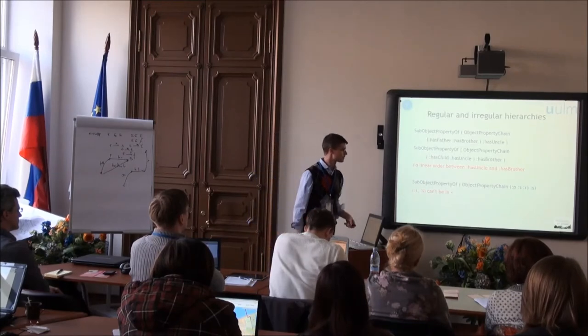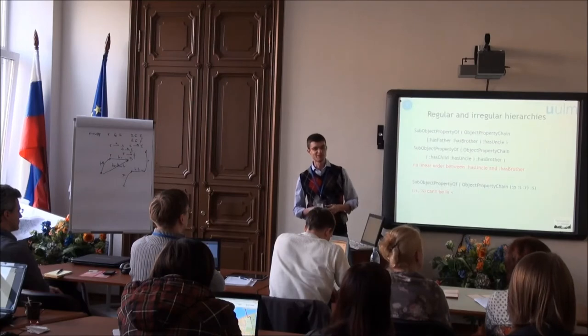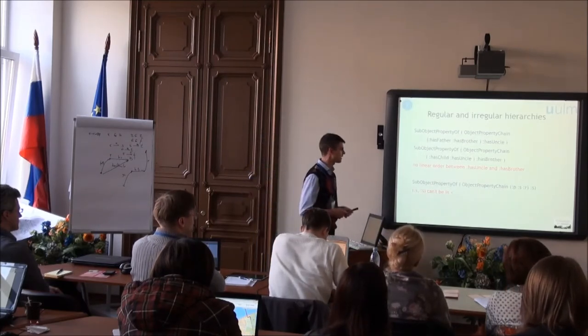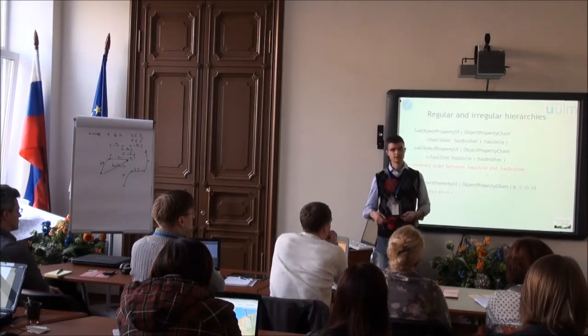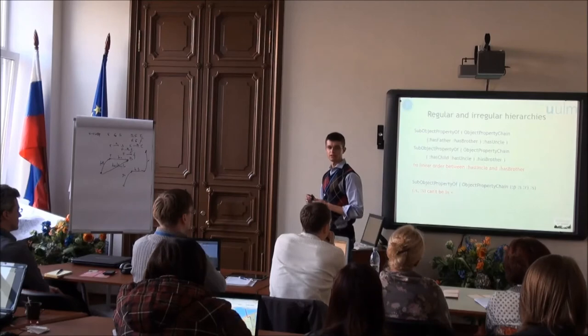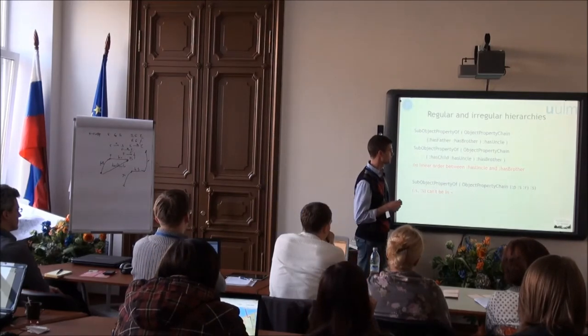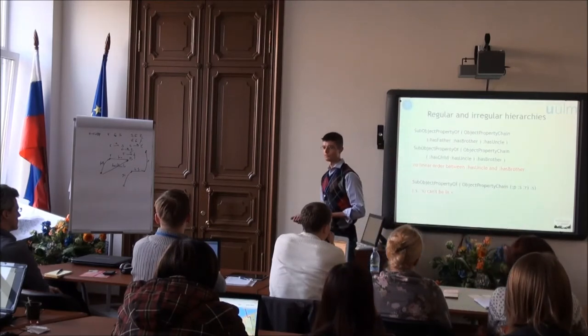Another example is, I failed to name those things in a meaningful way, but if you have a hierarchy, P composed with S composed with R implies S, that's another example of an irregular property hierarchy, because S cannot be smaller than itself. It's a strict order.